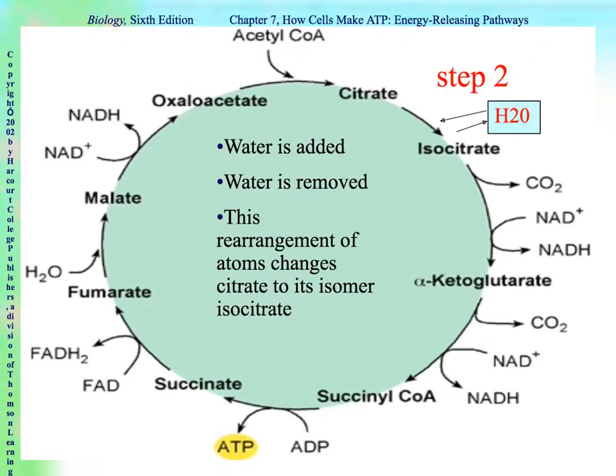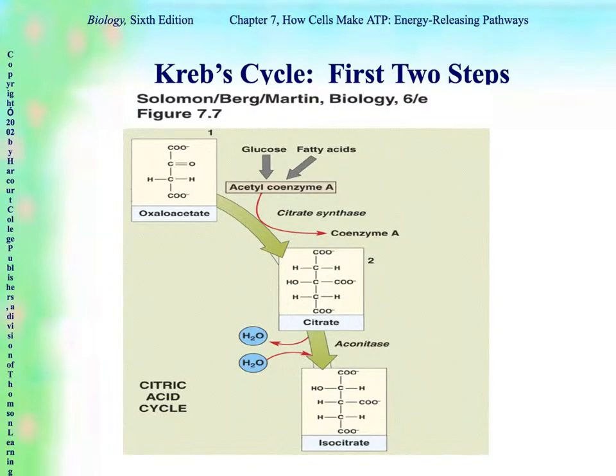Step number 2 is going to change citrate to its isomer, isocitrate, by adding water and removing water. It's just the arrangement of atoms. Here, for those of you who like the chemistry part, here's the chemistry showing oxaloacetate plus the acetyl coenzyme A. Coenzyme A leaves, there's your enzyme. We get citrate, and then citrate is added water and removed water to make its isomer isocitrate.